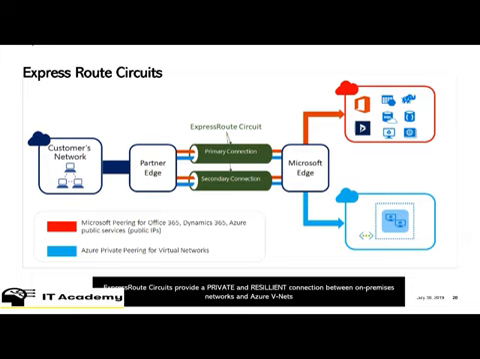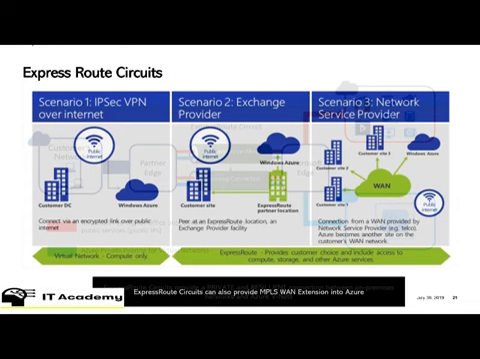Then finally, we have the private peering, and that's where we join up our on-premises network through a private circuit to one or more Azure virtual networks in Azure. Express route circuits provide a private and resilient connection between on-premises networks and Azure VNets.